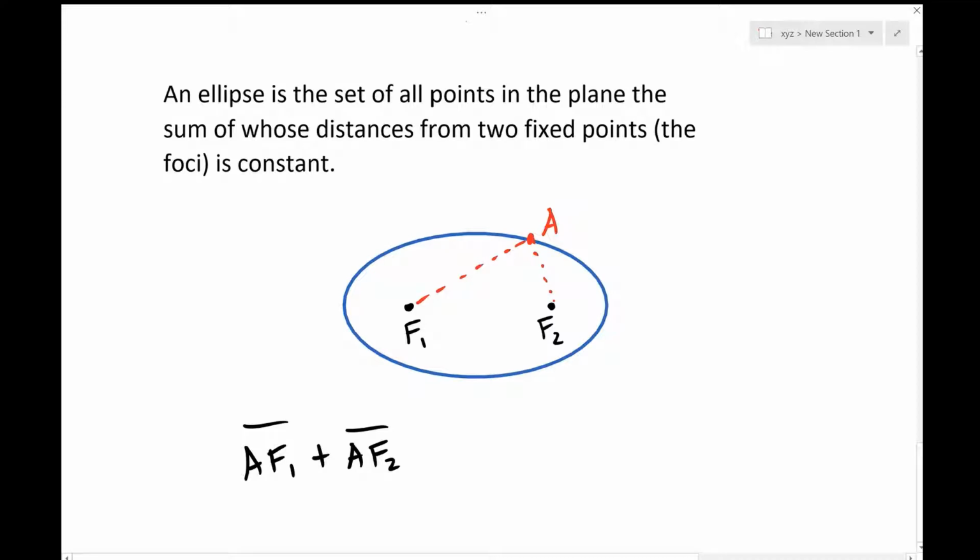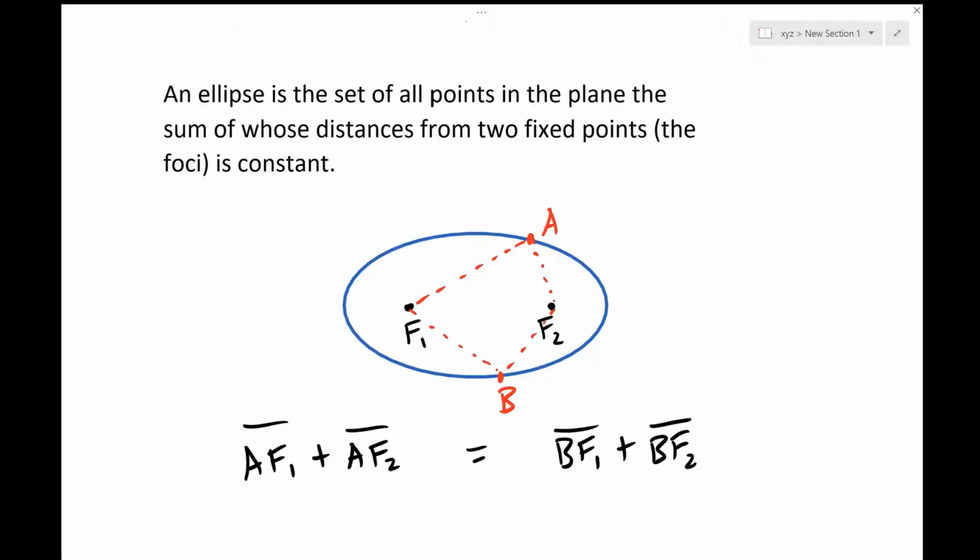Well, that sum, whatever it turns out to be, would have to be the same for any other point on the ellipse. So if I look at another point on the ellipse, say this point B here, I could measure the distance from B to F1 and from B to F2. So again, just basically adding the lengths of these segments together. That would have to be the same as the sum that we got looking at the distances from A to F1 and A to F2.